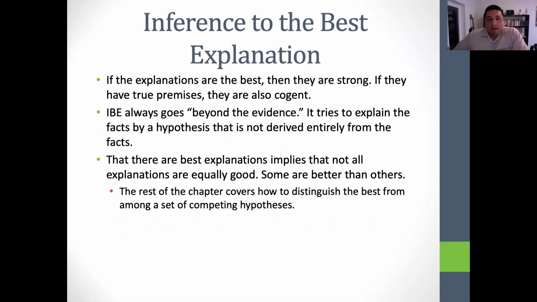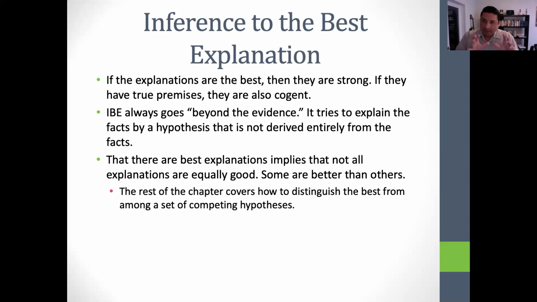Okay, so in an inference to the best explanation, if the explanations are best, then it's a strong argument. If it has two premises, it's also cogent. So we're using the evaluative criteria associated with induction, since it's a form of induction. Another thing, a couple of other points: the explanation always goes beyond the evidence. It tries to explain the facts by a hypothesis that is not derived entirely from the facts.